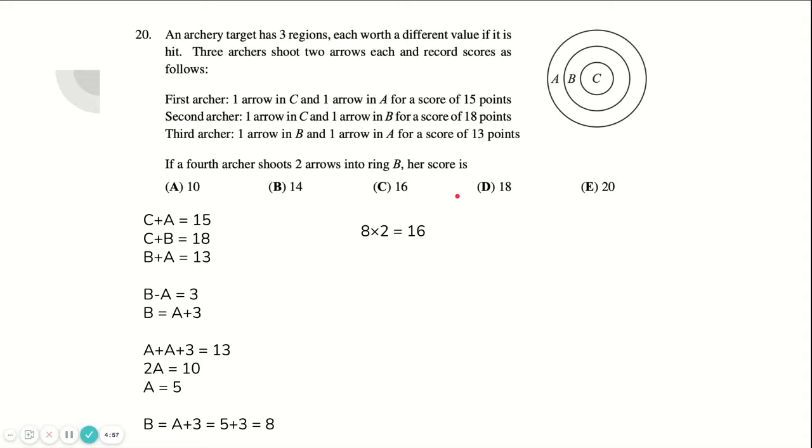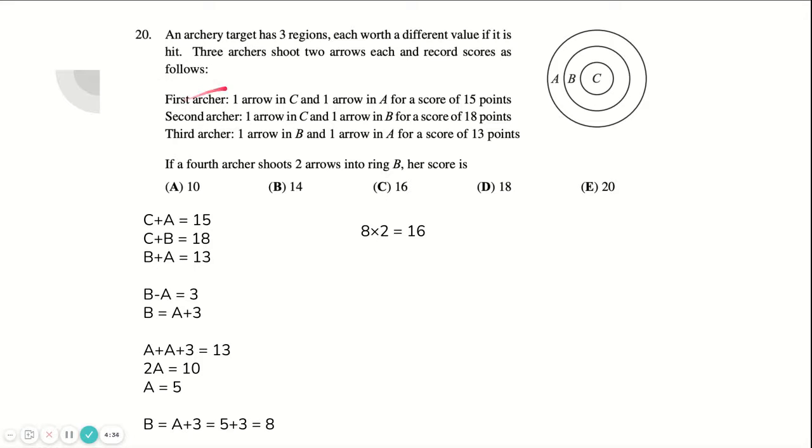This is the fourth and final video for the 2004 Cayley math contest. We're talking about question 20, and question 20 says, an archery target has 3 regions, each worth a different value if it is hit. 3 archers shoot 2 arrows each, and the record scores as follows.